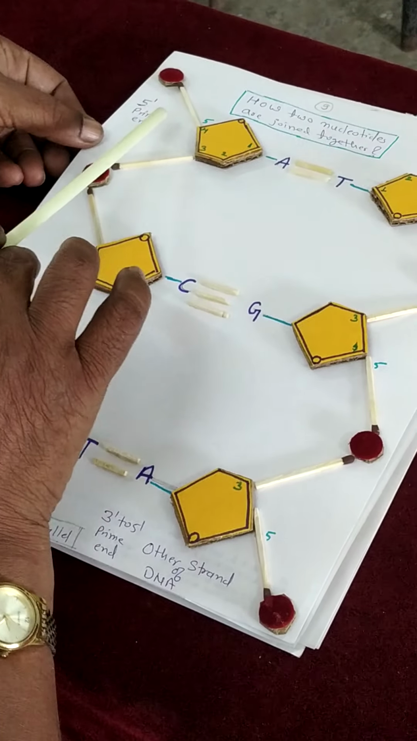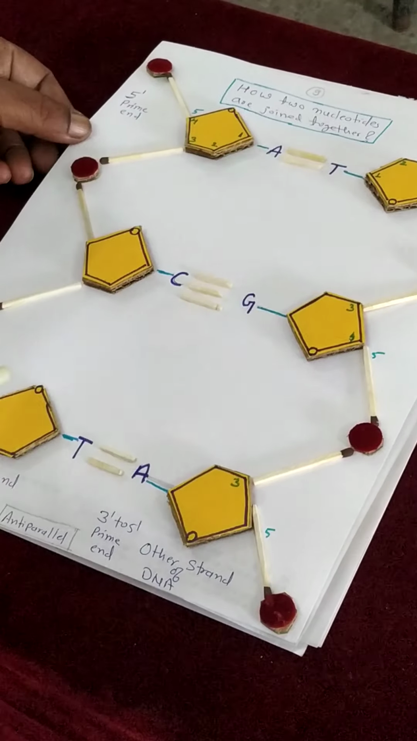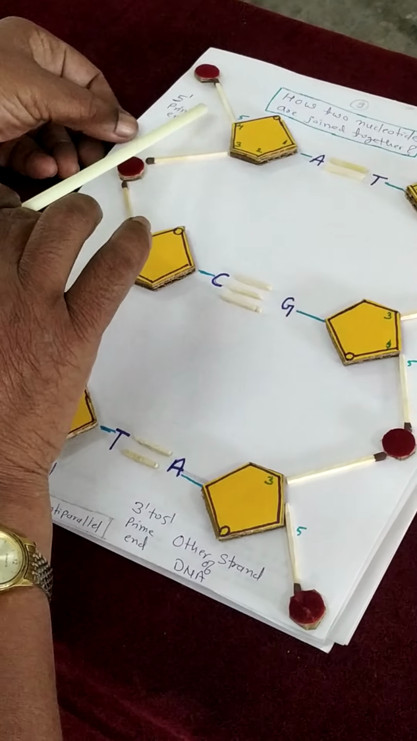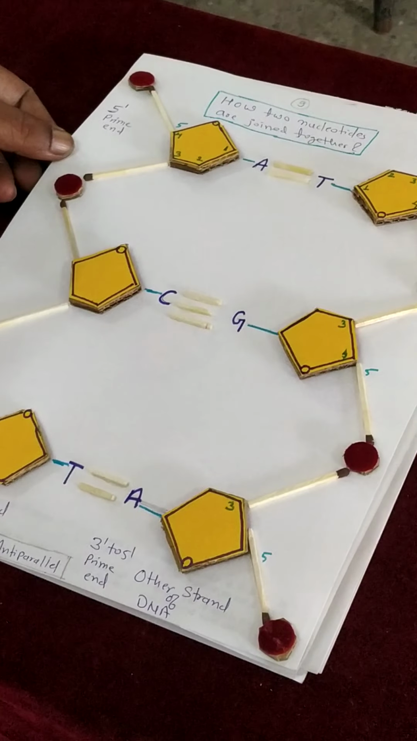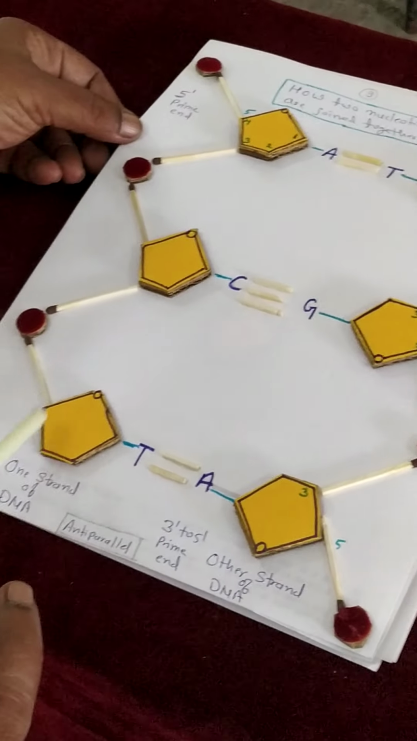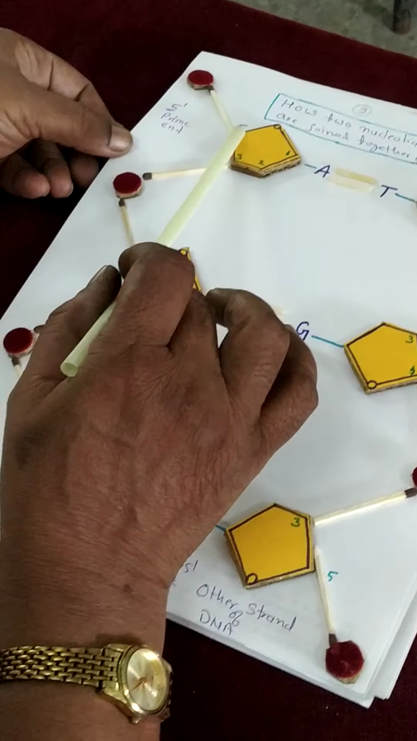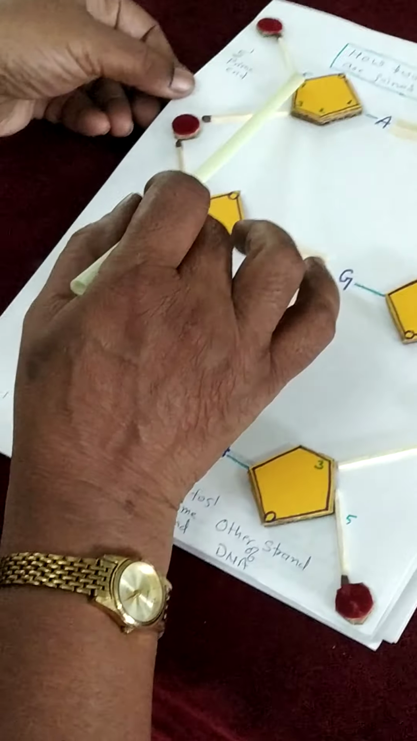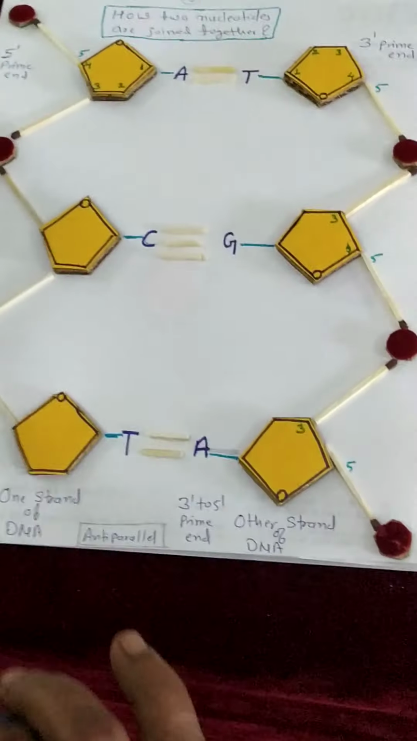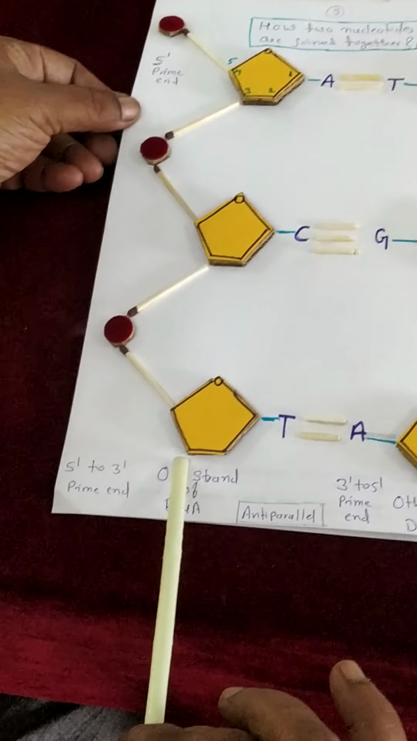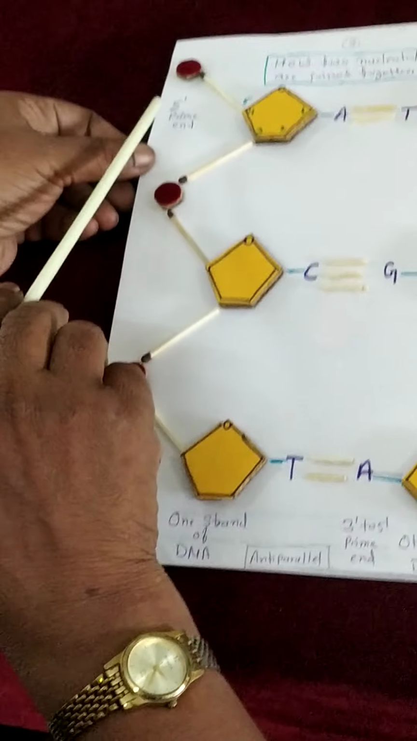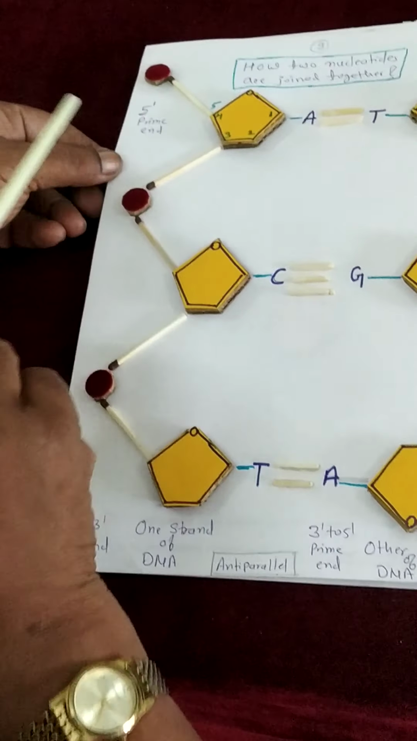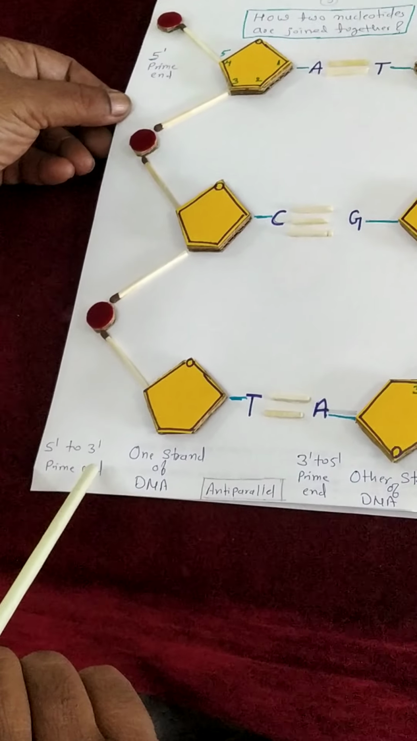One end is called the 5' end, and the last end of this strand is called the 3' end, because at the uppermost side the fifth carbon atom is present, and at the lower side the third carbon atom is present. So it runs from the 5' end to the 3' end.